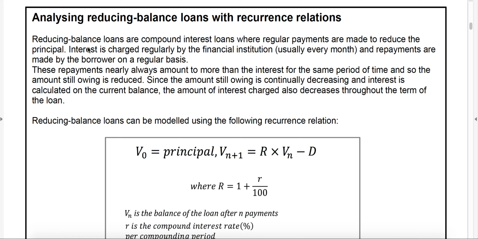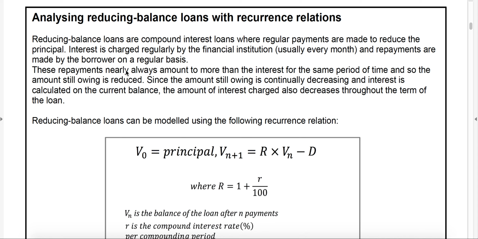So the interest will be charged regularly, so we call that the compounding period. That could be monthly, it could be fortnightly, it could be even less frequent, so it could be quarterly, say. And when you come to the end of the month, the end of the fortnight, or the end of the quarter, you will make a repayment as well. So we're going to see interest being charged, but also a repayment being made.